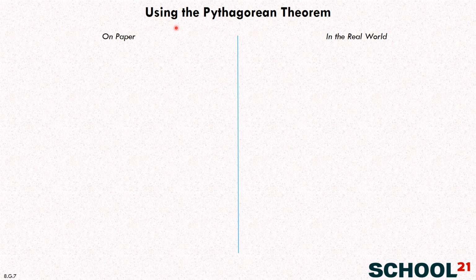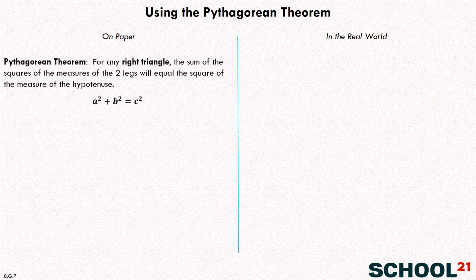Okay, let's spend a few minutes using the Pythagorean theorem, both on paper for math problems and in the real world. Let's remind ourselves first of what the Pythagorean theorem says. It says for any right triangle, if it has leg lengths of a and b and a hypotenuse of c, then we know that a squared plus b squared equals c squared.